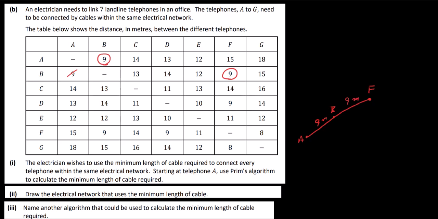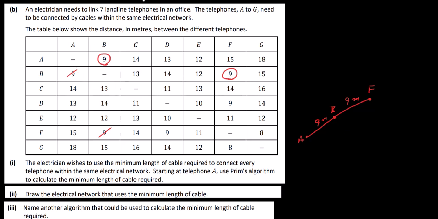So this is F here, and this is also 9 meters. Okay, so now we have 3 nodes: A, B, and F. Let's just, by the way, cross out that corresponding 9. So that would be B and F. So we need to look at F and B. So it's here. Okay, so now we're going to look at nodes A, B, and F horizontally.